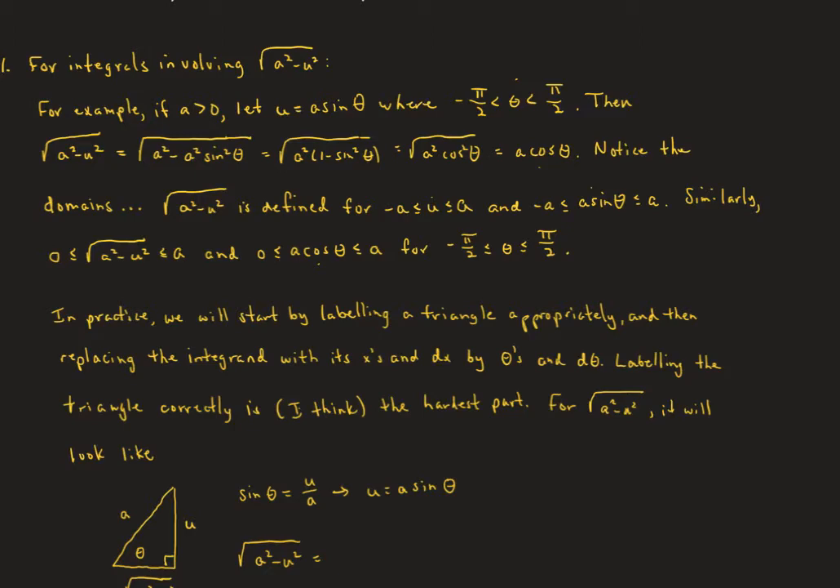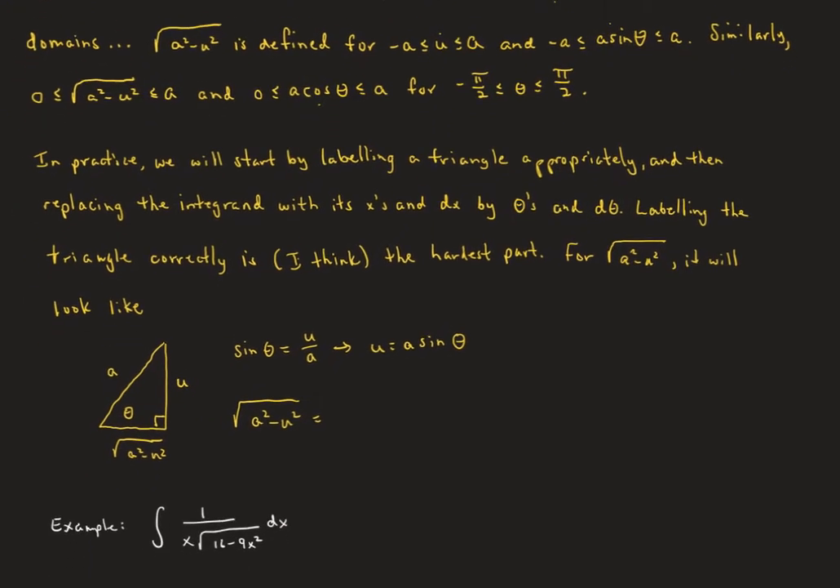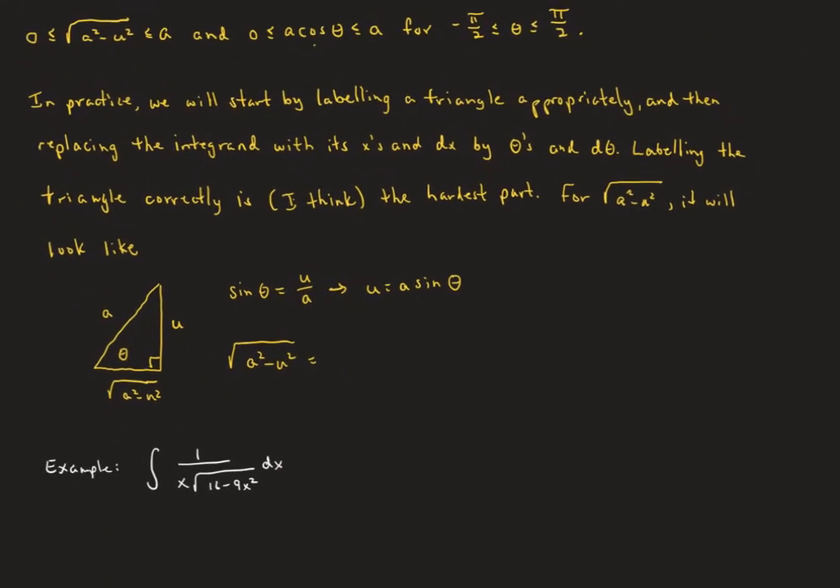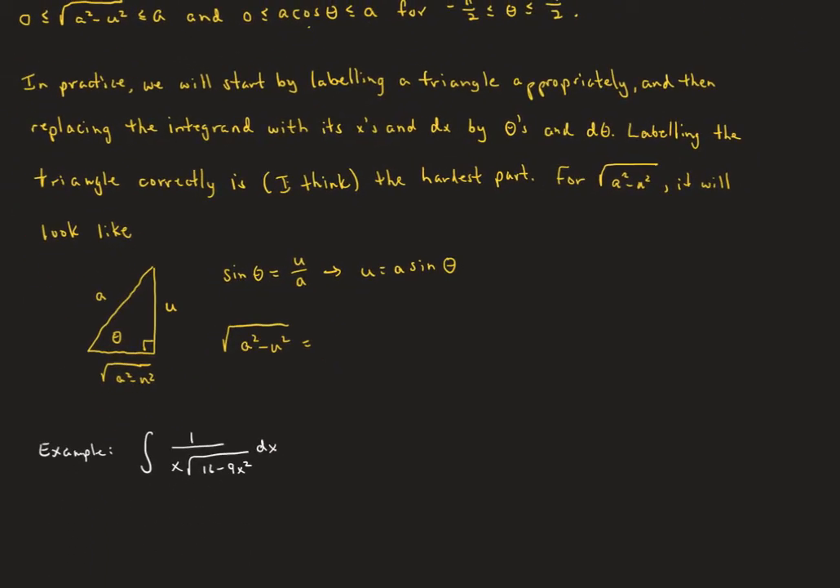So you don't have to duplicate this, but it's nice that somebody thought about this and that it is actually going to work. Now in practice, what we're going to try to do first is to label our triangle in the appropriate way, and then we can replace our integrand, whatever it is we're trying to integrate, that has x's and dx's in it, by thetas and d thetas. And that will all come from the way we label our triangle. And that's the part that I think is the hardest part.